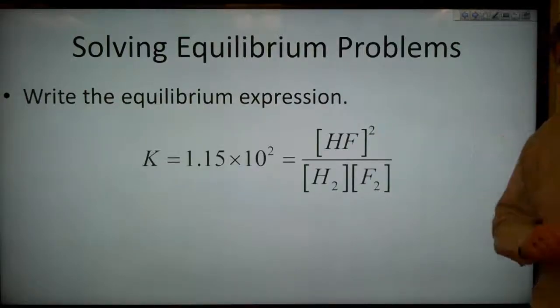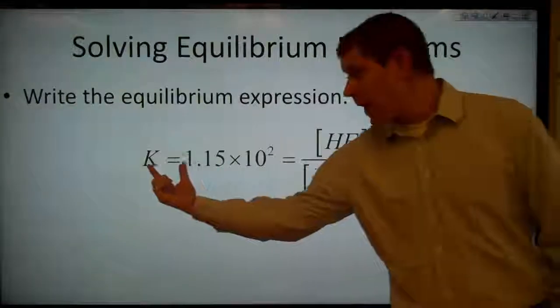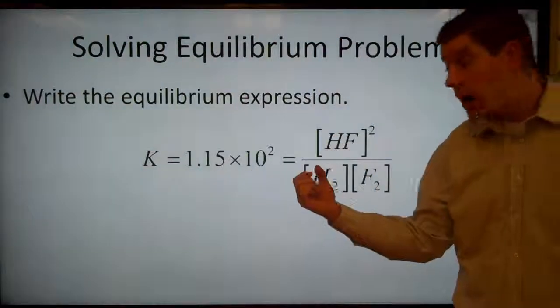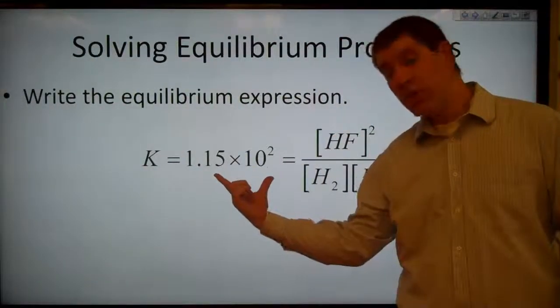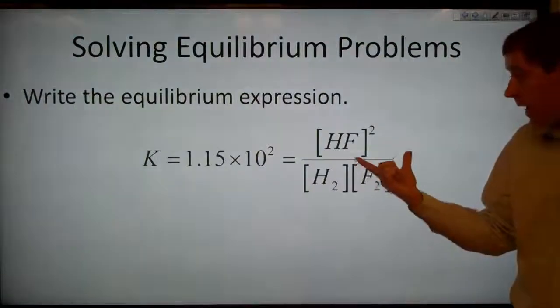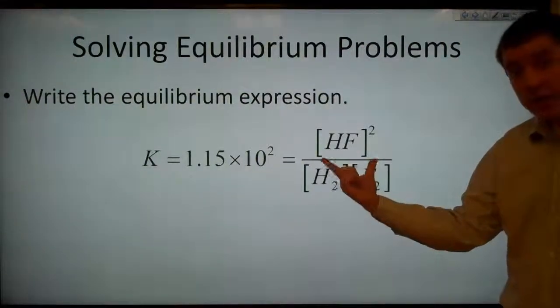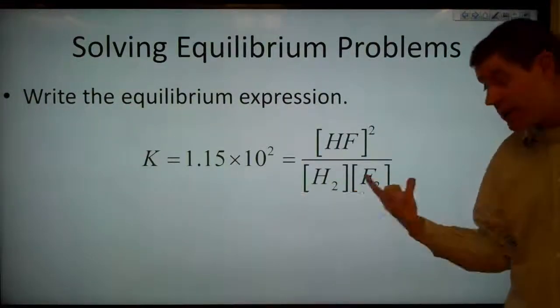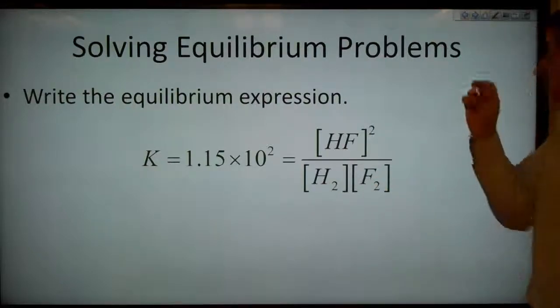So now we can write the equilibrium expression. We know that the value of our equilibrium constant K is equal to 1.15 times 10 to the 2. And we know that that has to be equal to the concentration of HF squared divided by the concentration of hydrogen times the concentration of fluorine.